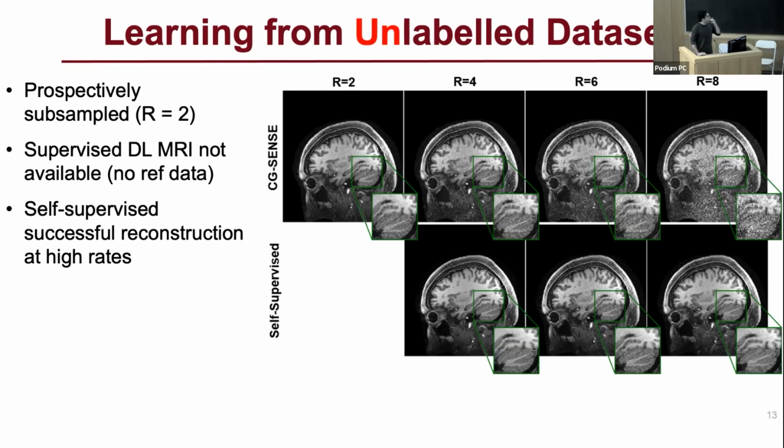But in our self-supervised learning setting, at rate 4, we already achieve a very good reconstruction quality. This is already a twofold gain. And even when we go to rate 8, we still don't suffer from such noise amplification. We actually did a validation study with radiologists that showed that our results at rate 8 are better than the clinical study at rate 2, which is a fourfold gain.